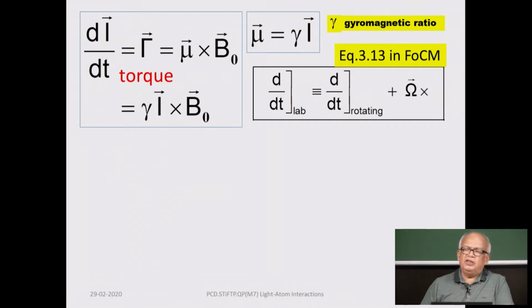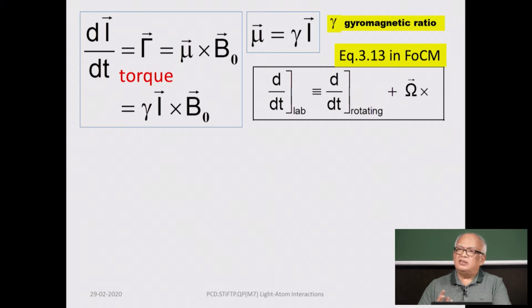And you recognize from this a relationship that you have seen in an earlier course on mechanics, because essentially you have the time derivatives in a lab frame and in the rotating frame, and these are related to each other through another term which gives you the operator equivalence. We discussed this in the foundations of classical mechanics, equation 3.13, and essentially this is the expression that you invoke when you deal with the Coriolis term.